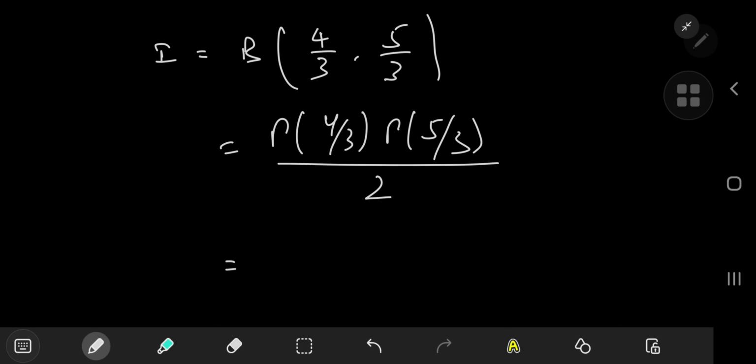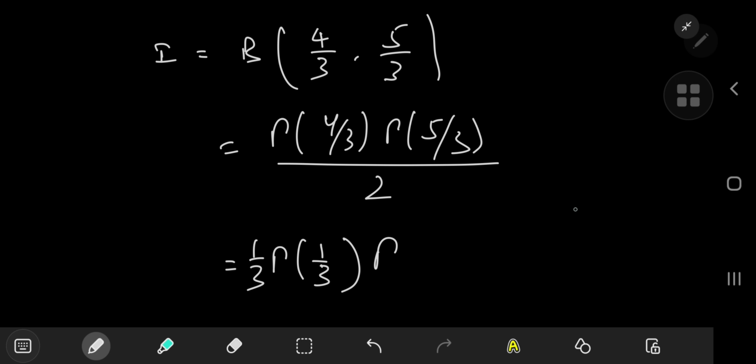And gamma 4 by 3. So this here is gamma of 1 plus 1 by 3, right? So invoking the recursion formula for the gamma function, we're going to have 1/3 times gamma 1/3 times gamma 5 by 3.